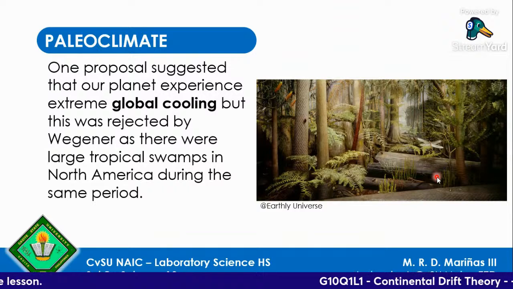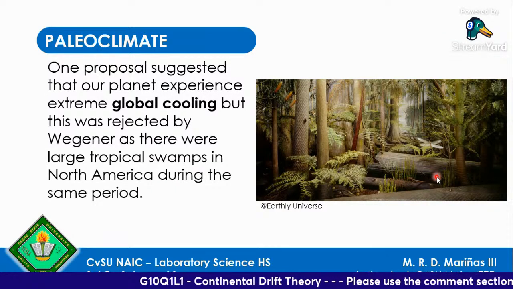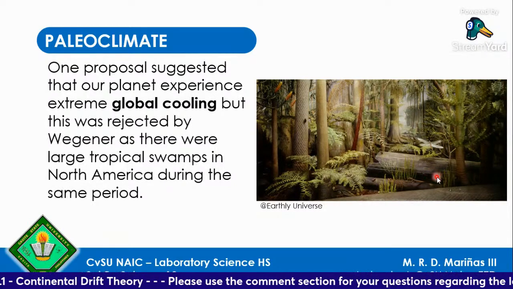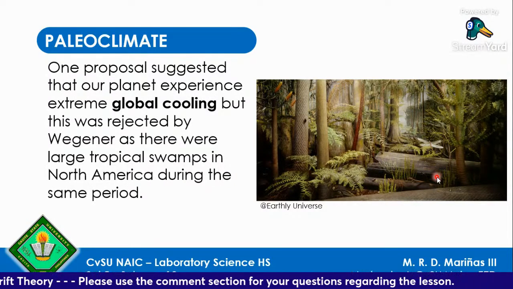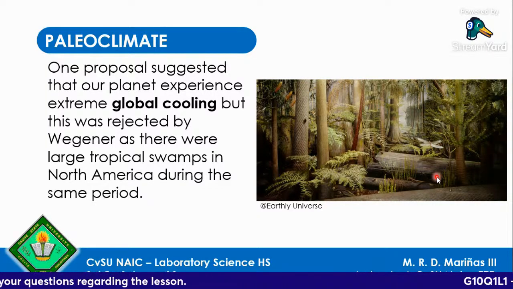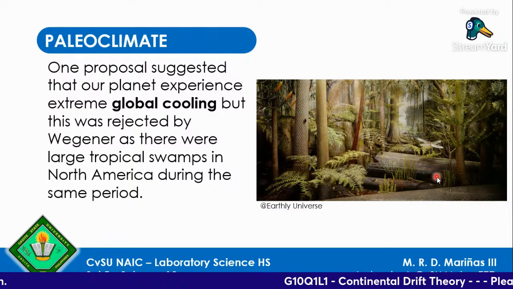One proposal suggested that our planet experienced extreme global cooling. Okay? The scientists said that what Wegener is saying is still not true, still wrong. The reason why there is glaciation in those areas is because there was global cooling. Okay? Our planet supposedly became cold. We became a snowball Earth during this period. But Wegener rejected this idea.